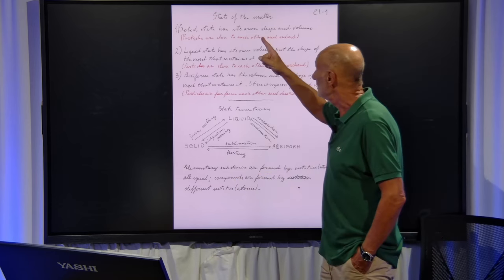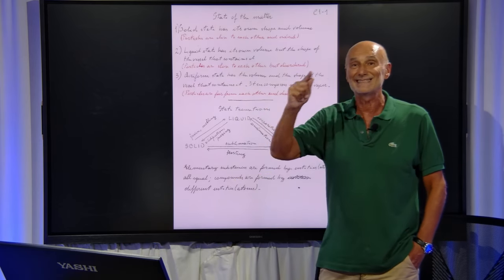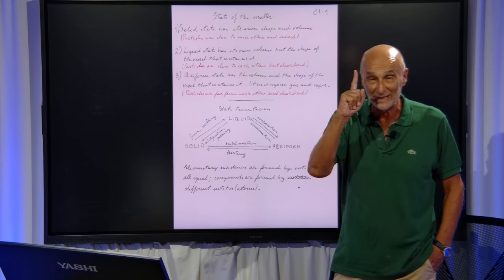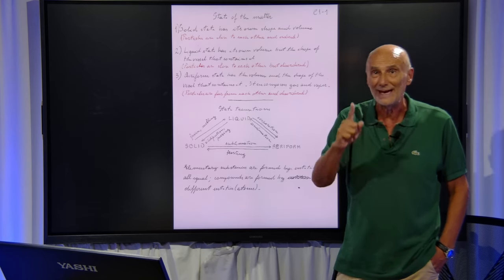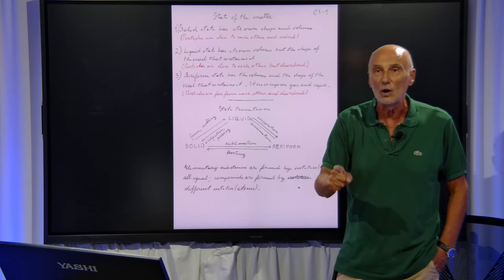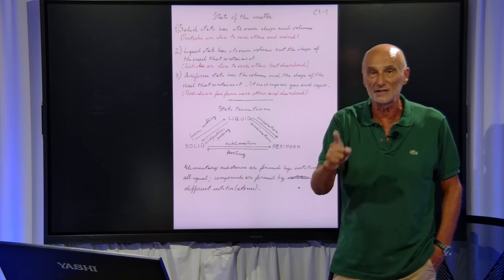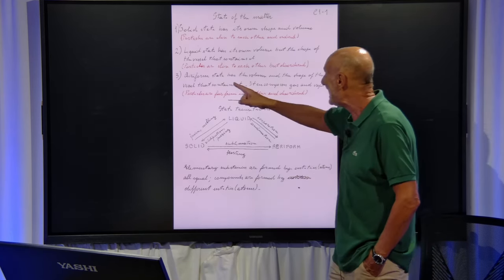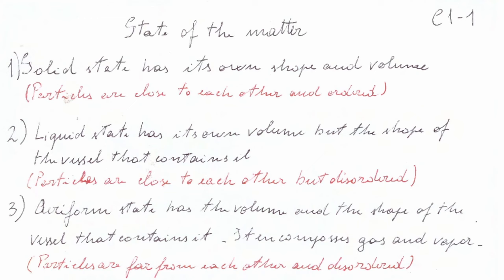So the solid state keeps its own volume and its own shape, whereas the liquid state has its own volume, but does not have its own shape, and it assumes the shape of the vessel in which the liquid is contained. Well, the aeriform state has the volume and the shape of the vessel that contains it.